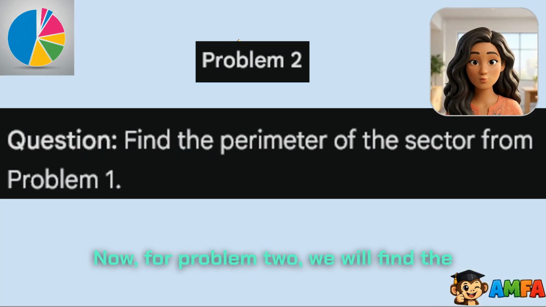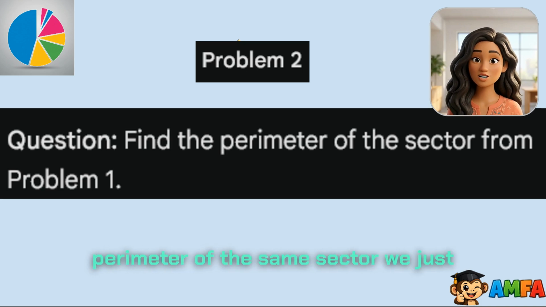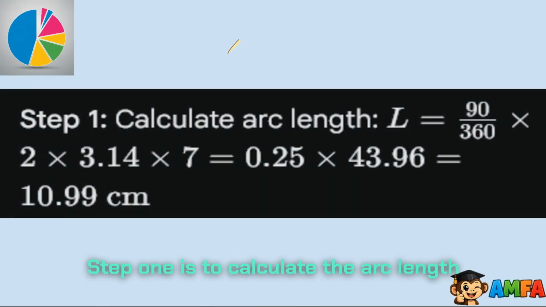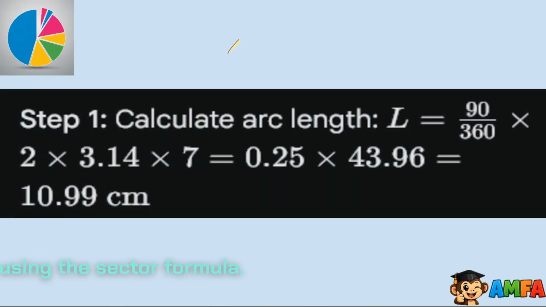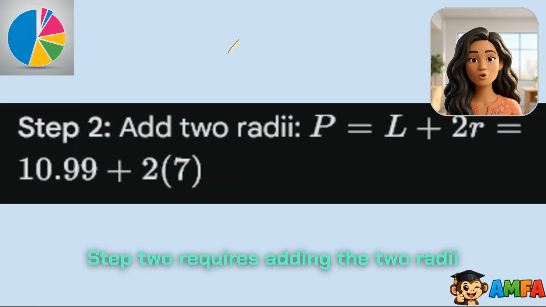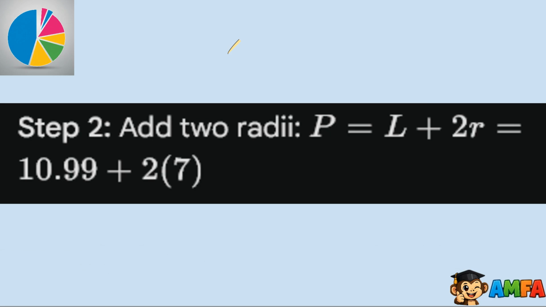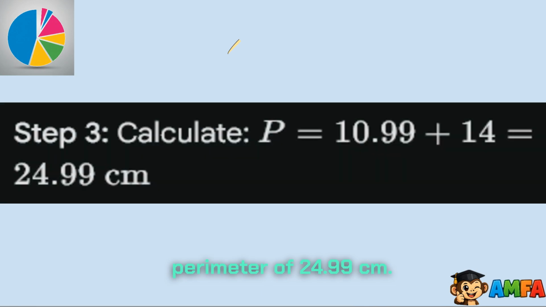Now, for problem 2, we will find the perimeter of the same sector we just worked with. Step 1 is to calculate the arc length using the sector formula. Step 2 requires adding the two radii to our arc length to find the total perimeter. Performing the addition gives us a final perimeter of 24.99 centimeters.